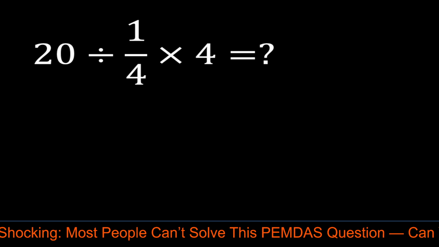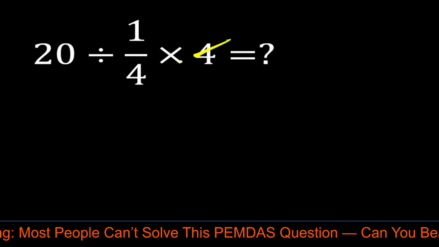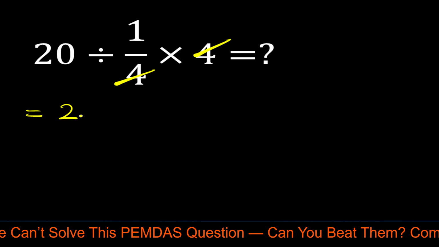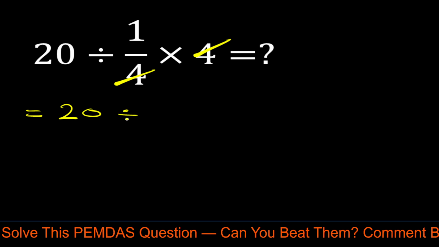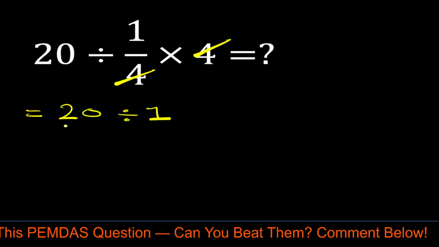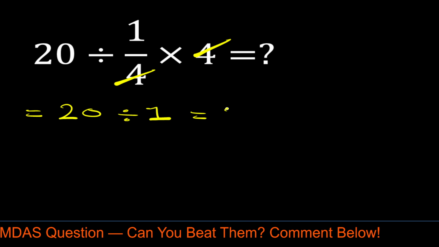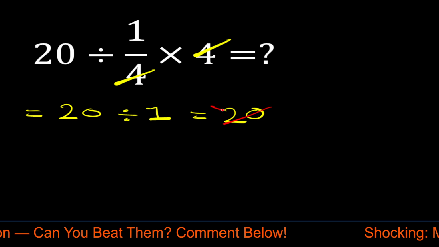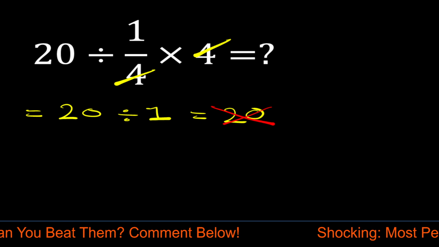So cancel this 4 by 4, right? So now 20 divided by 1. So 20 divided by 1 is equal to also 20, right? But this answer is not correct. This answer is completely wrong.